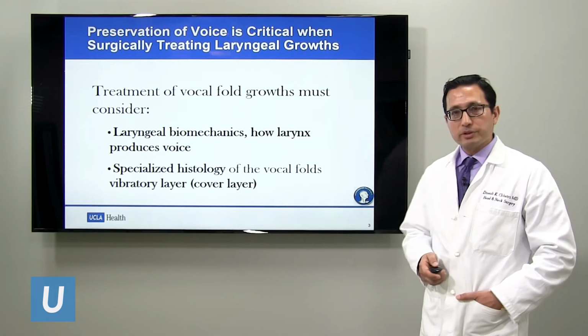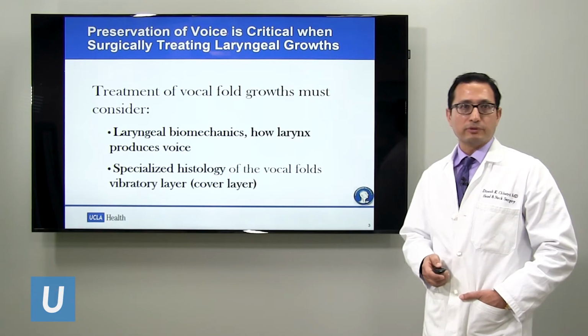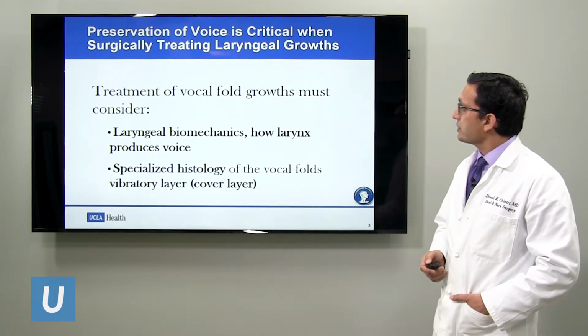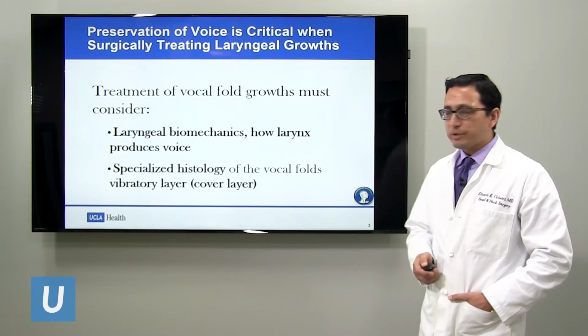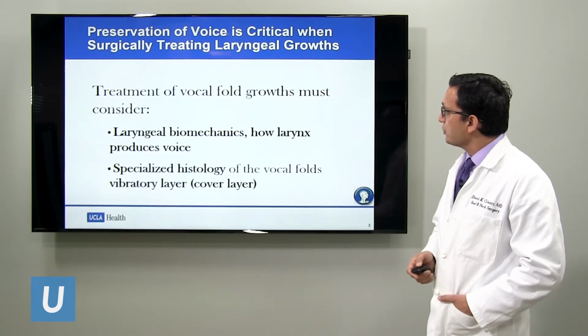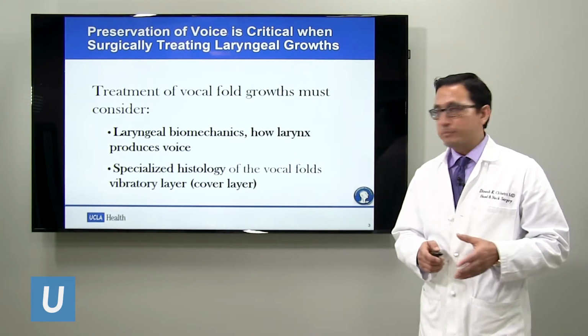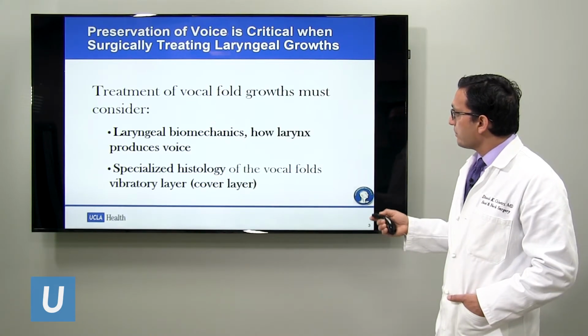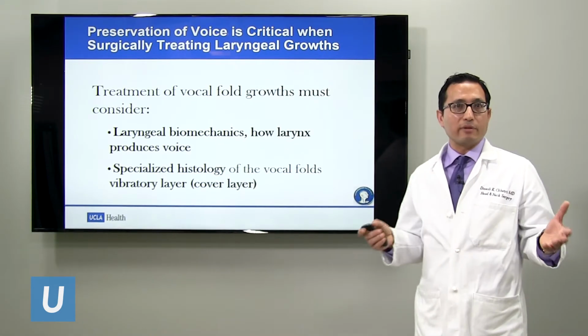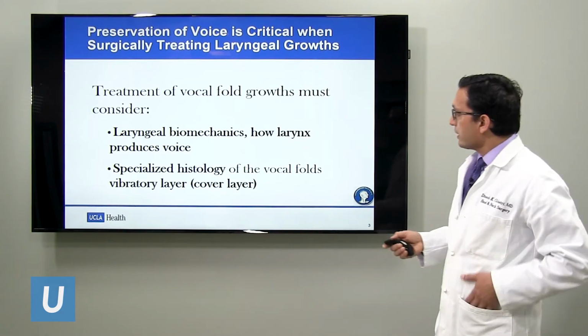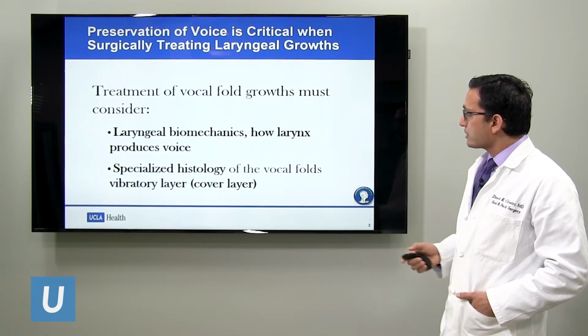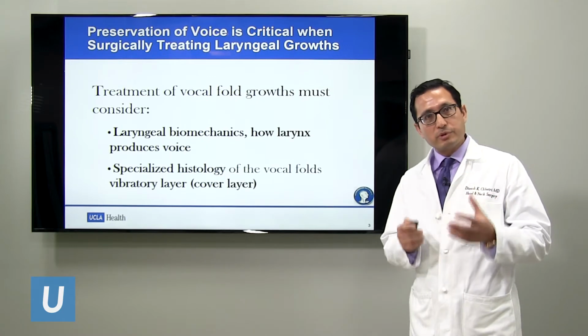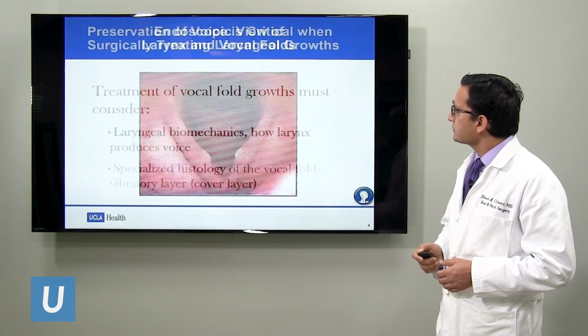So when we're thinking about treating vocal fold lesions, preservation of voice is critical. And so in order to treat this effectively, we have to think about two important concepts. One is laryngeal biomechanics. How does the larynx produce the voice? The second is the specialized histology of the vocal folds, the vibratory layer of the vocal folds.